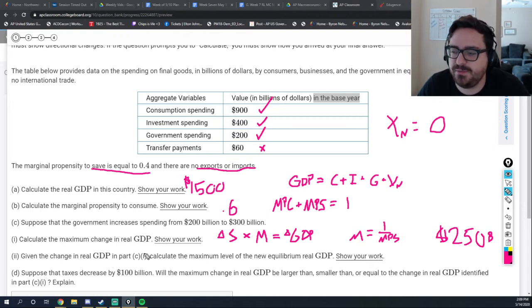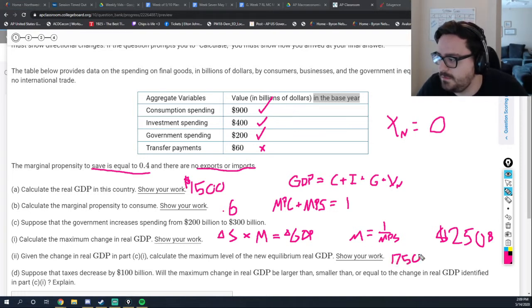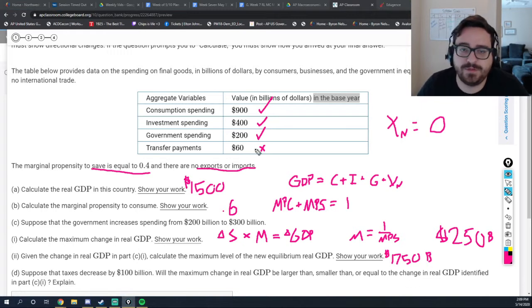And then given my change in real GDP from part C-I, which is this, what's the maximum level of equilibrium real GDP? And you're like, what the hell does it mean by equilibrium? Well, our real GDP was 1,500. This happens, what's my new GDP? Well, my new GDP is now 1,750. And again, this is in billions. For all these were in billions. Technically, it's 1,750,000,000,000, blah, blah, blah. What I just did there was add 1,500 plus 250, because real GDP is going to go up by 250. Okay, well, my real GDP was 1,500, so it's just that plus that, so 1,750.